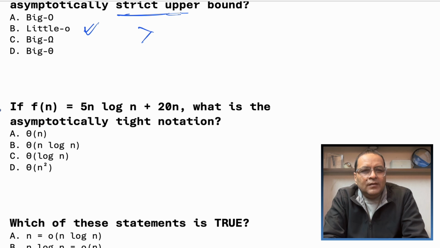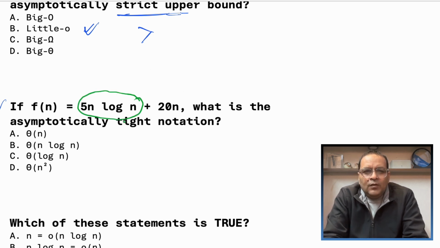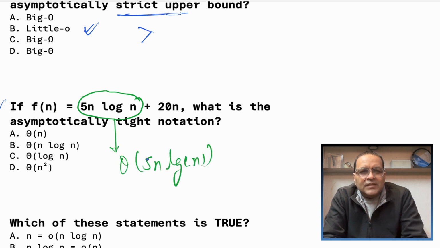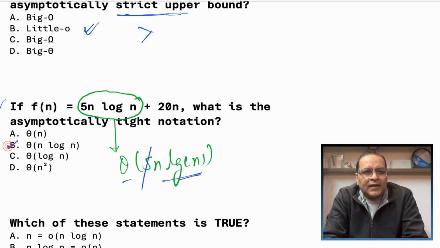Next question, if f(n) is 5n log n plus 20n, what is the asymptotically tight notation? We know that to find the theta notation, we have to consider the largest power of n. Here the largest contribution of n will come from this part. Therefore, f(n) is theta of 5n log n. Because we do not consider the constants, this becomes theta of n log n. So theta of n log n is the answer.